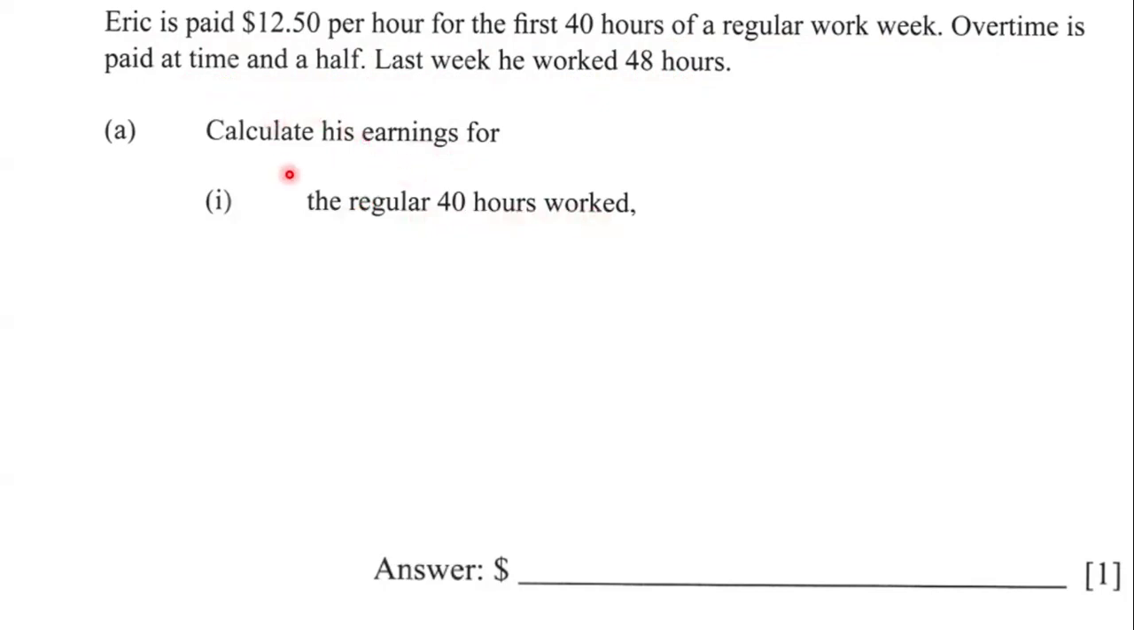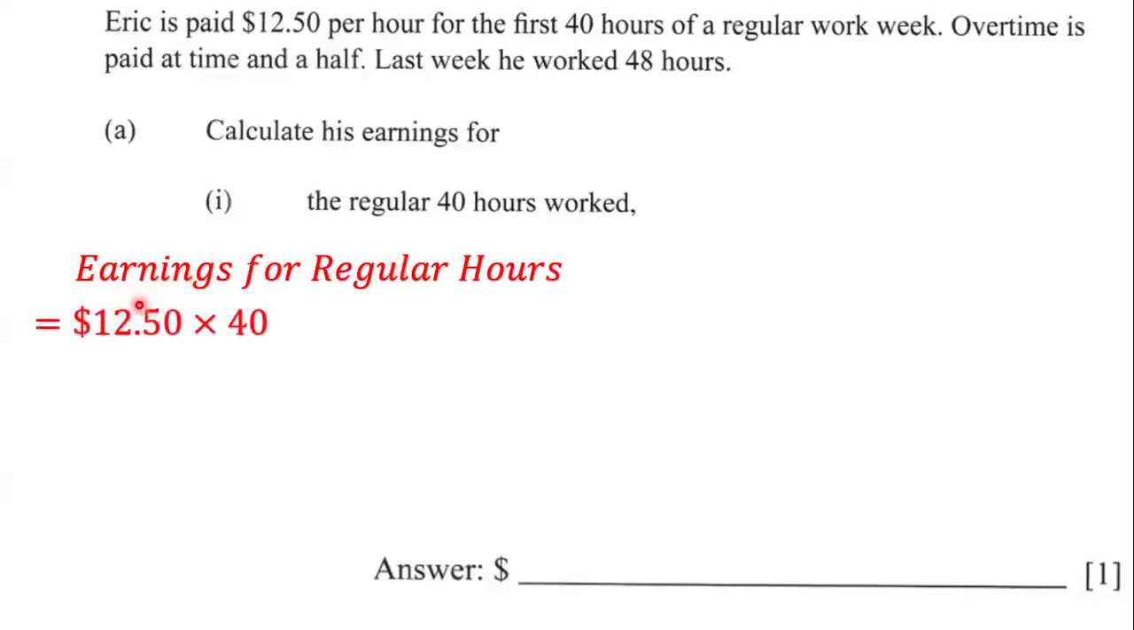And so the question asks us to calculate Eric's earnings for the regular 40 hours of work. So in order to do this, we're going to take $12.50, which is his hourly rate, how much he is paid per hour, and multiply it by 40, because that's the amount of hours that we're looking at, 40 hours. And so it's going to be $12.50 multiplied by 40. And when we multiply those two together, we get $500. And so that means that his earnings for a regular 40 hours worked is going to be $500.